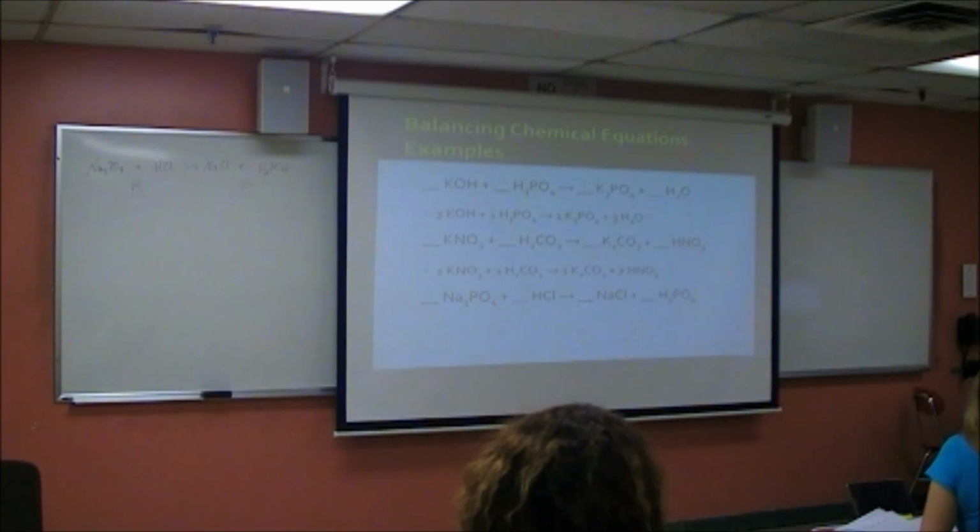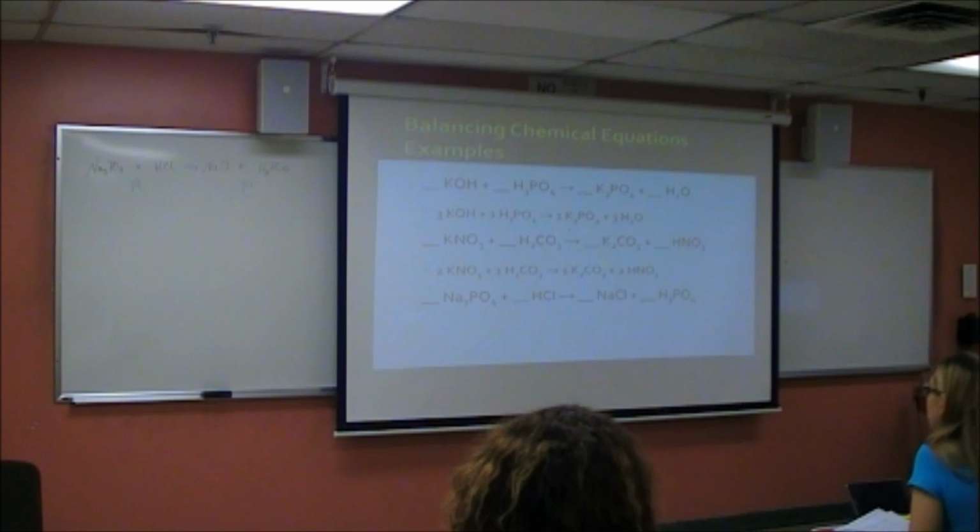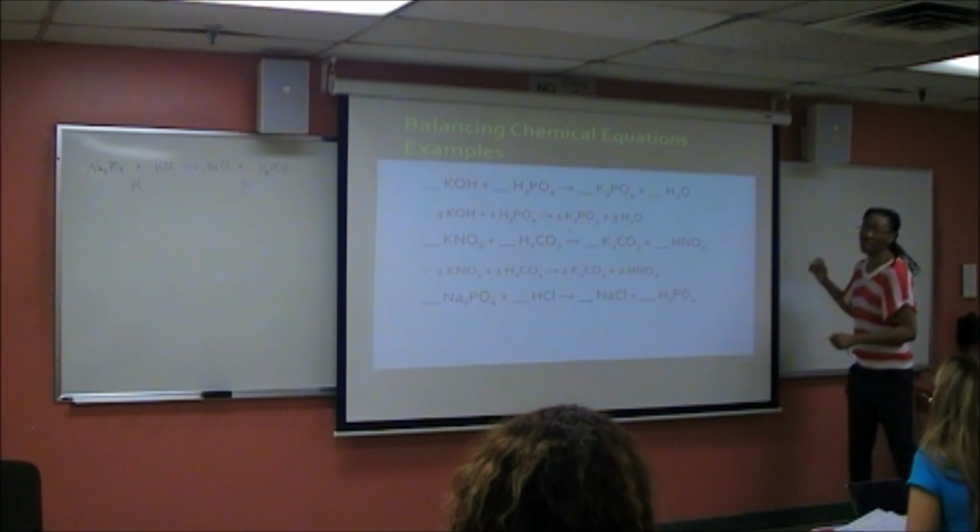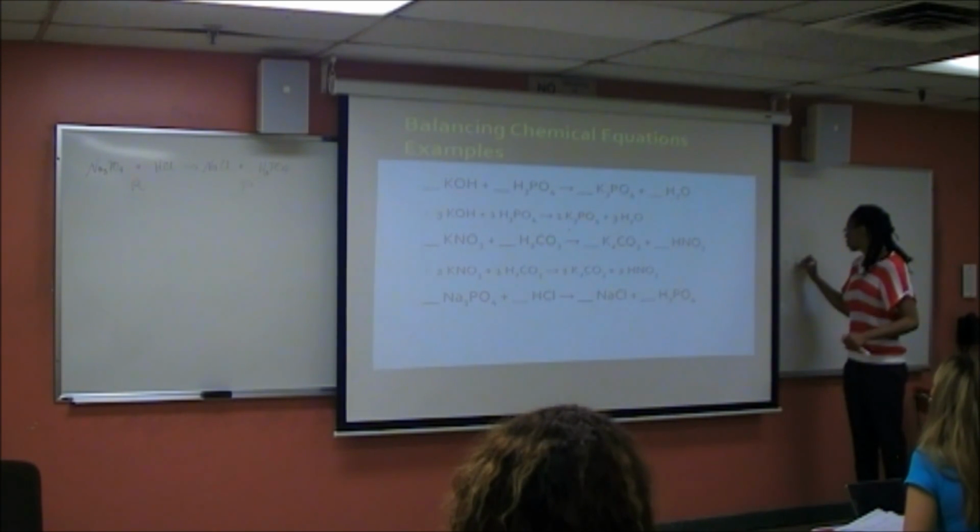HCl is hydrochloric acid. What is HClO? Hypochlorous acid. You're right. And stop cussing! I apologize.